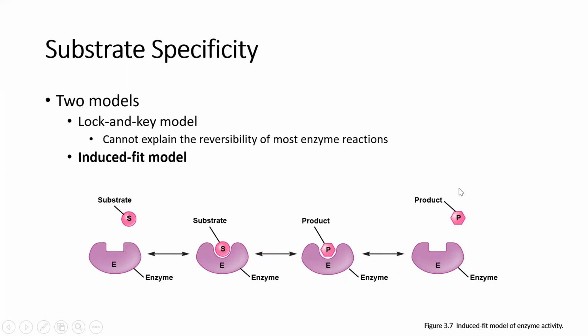So the induced fit model is much better at explaining how we have that initial specificity of substrate binding to enzyme and giving us product on one end, but it also gives us a way to rationalize that we have a product binding to an enzyme and giving us substrate on the other end.